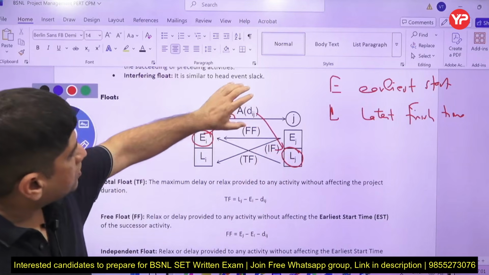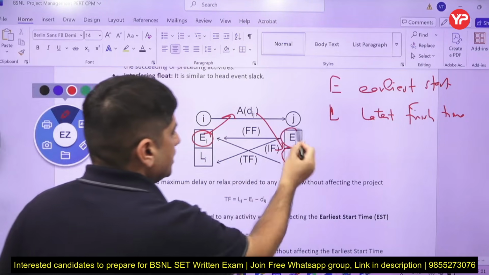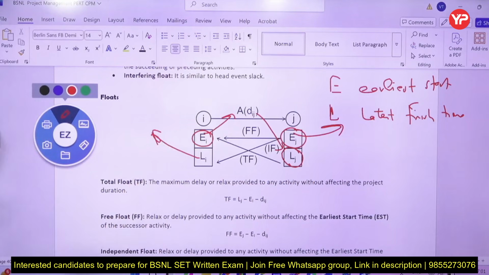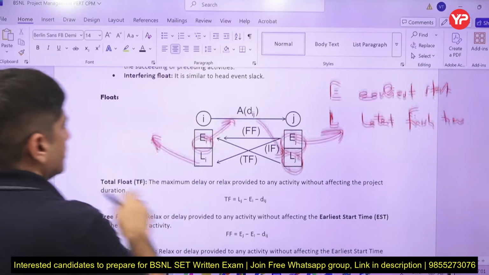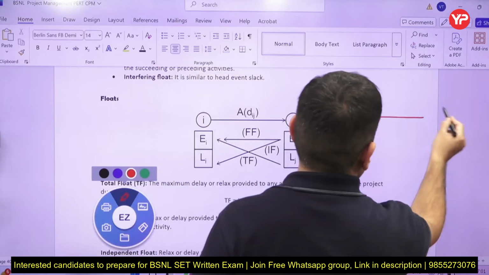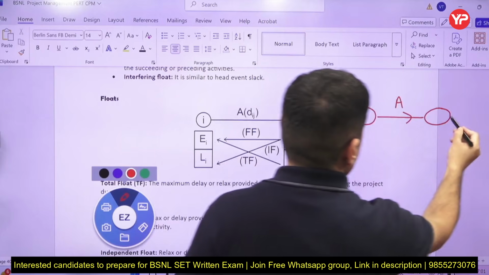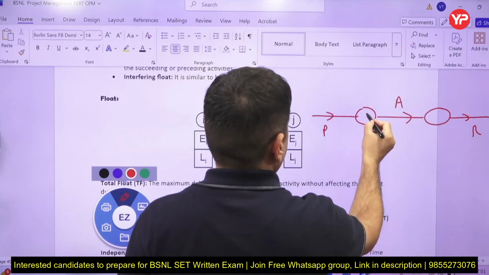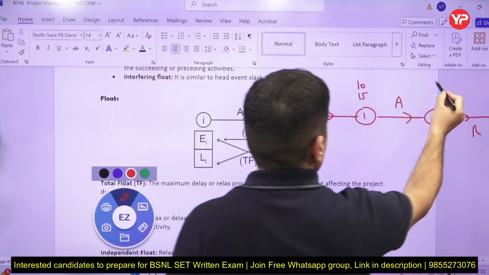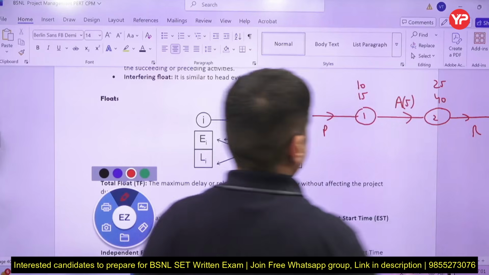Now see carefully, this EI belongs to this activity, and this LJ also belongs to this activity. Earliest start time for A is this, latest finish is for this. Now this E is for the next and this L is for the previous activity, right? So let me explain this again. Let us say this is activity A, this is activity P, this is activity R. Now this node is, let's say, 1, this node is 2, 10, 15, 25, 40. A is going to take 5 days, let us say.